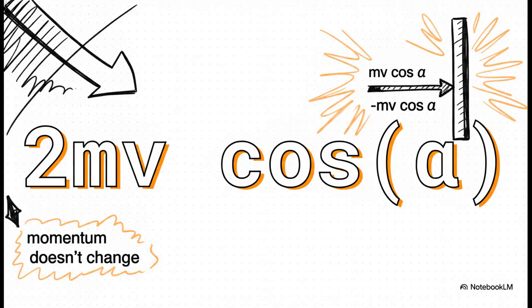Let's calculate that change. The parallel momentum didn't change at all, so that's a big 0. All the action is in the perpendicular direction. The momentum goes from mv cos alpha into the wall to negative mv cos alpha away from the wall. The total change is always final minus initial, so that's negative mv cos alpha minus mv cos alpha. The result is a total change with a magnitude of 2 mv cosine alpha. That's the total impulse the wall gave the disk.